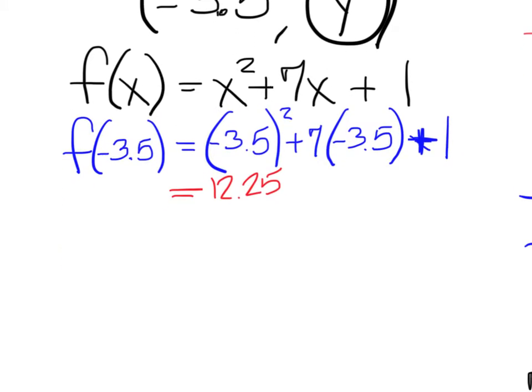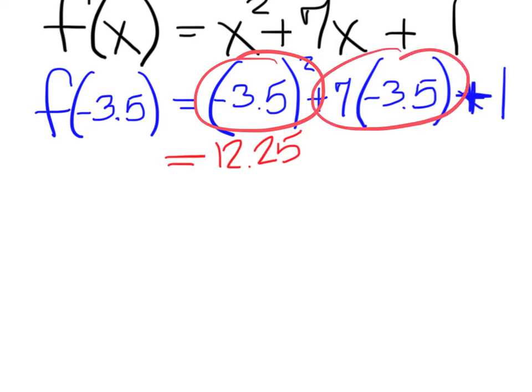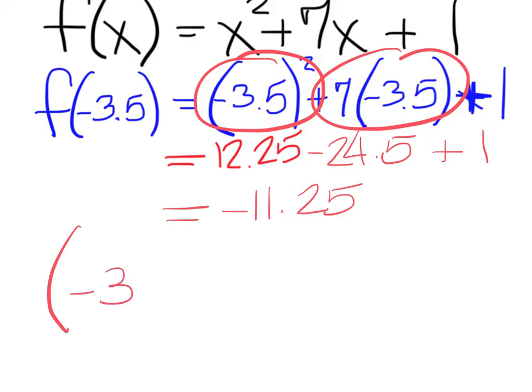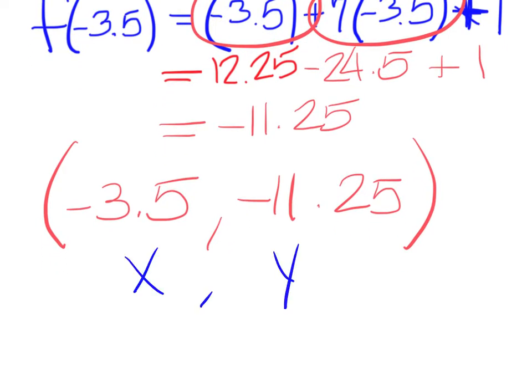And this is the point at which the video crashed and went back to this spot. So we can fill it in. This is 12.25. And then this is 7 times a negative 3.5, which is going to come out to be minus 24.5, and then plus 1. If you do that in order from left to right, you come up with a negative 11.25. That's how we get negative 3.5 for the x value and negative 11.25 for the y value. Again, that's an x, y point, and we just found the vertex.